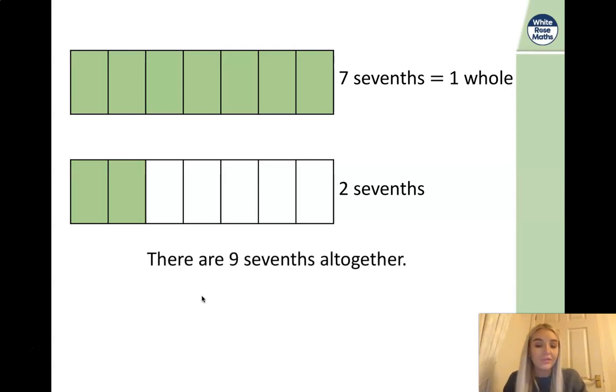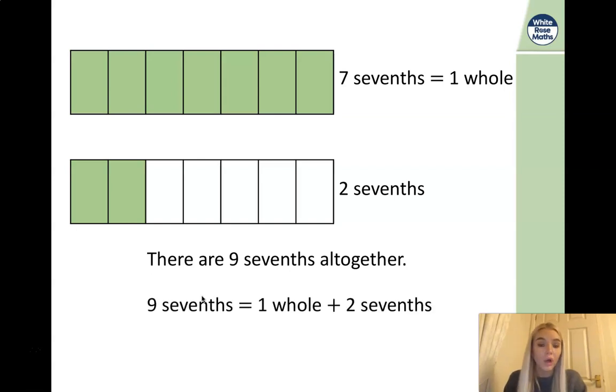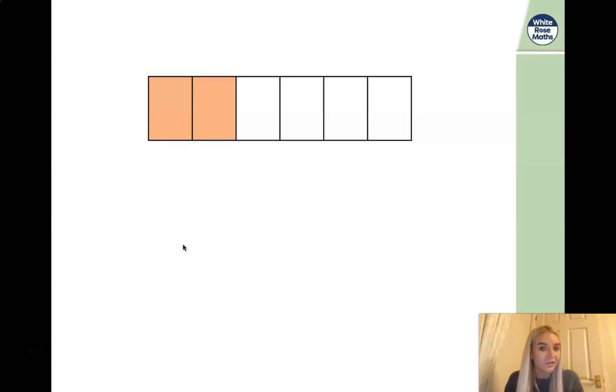So we have 9/7 altogether. We worked that out in the previous slide, but now we have worked out how many wholes we have and how many sevenths we have. So we have one whole, the top bar, and 2/7, which is the bottom bar, which is the same as 9/7. Let's look at another example.